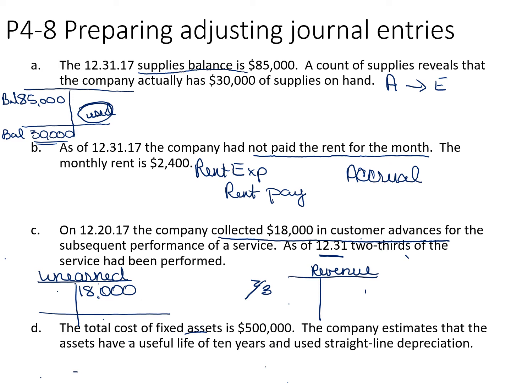And the final one is the total cost of fixed assets is 500,000. It estimates the assets have a useful life of 10 years, and we use straight line depreciation. That means that if you don't know this, you got it, dead.